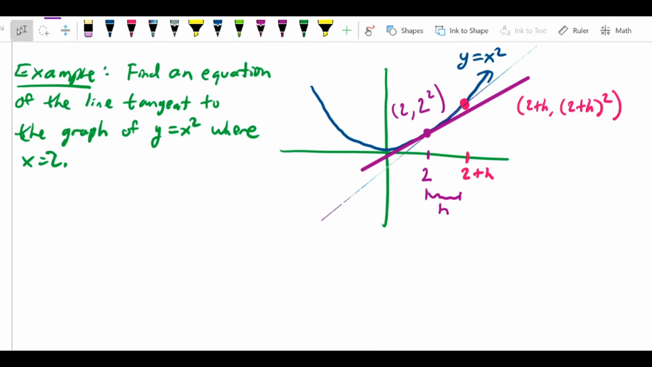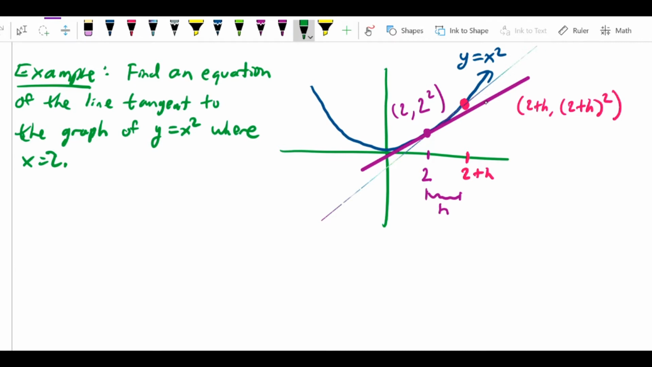We're going to see how to find the equation of a tangent line. We're going to see how to find both its slope, which is the part involving a limit, and also how to find the exact equation of the line. So the problem here is to find an equation of the line that's tangent to the graph of y equals x squared, where x equals 2. In other words, we want to find the equation of the line that you see in thick purple here.